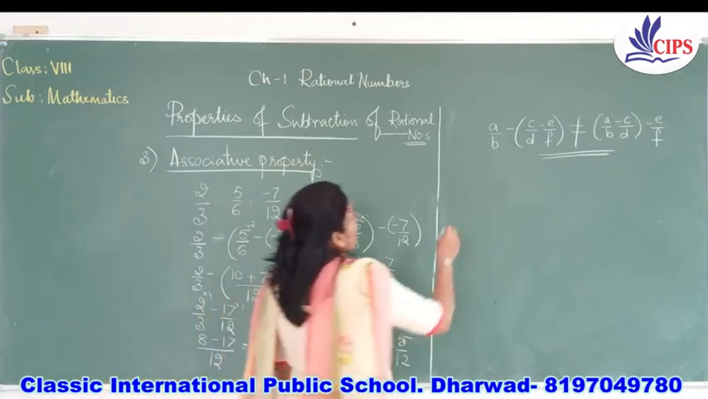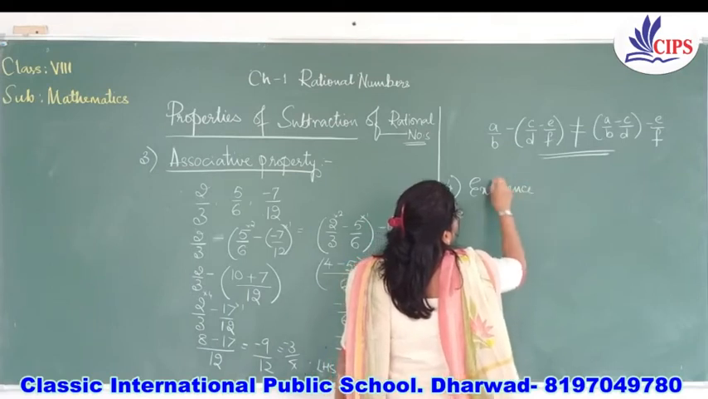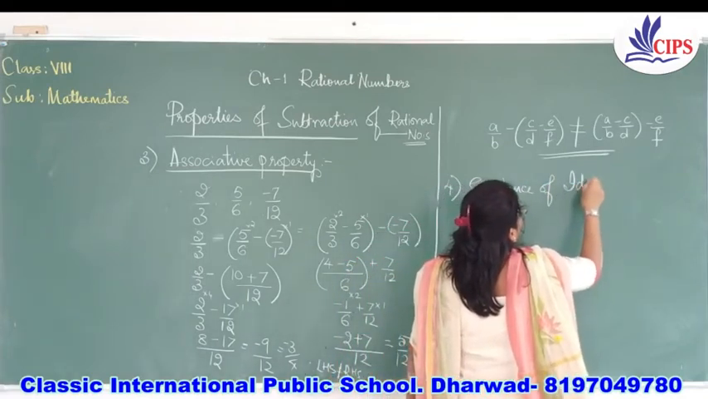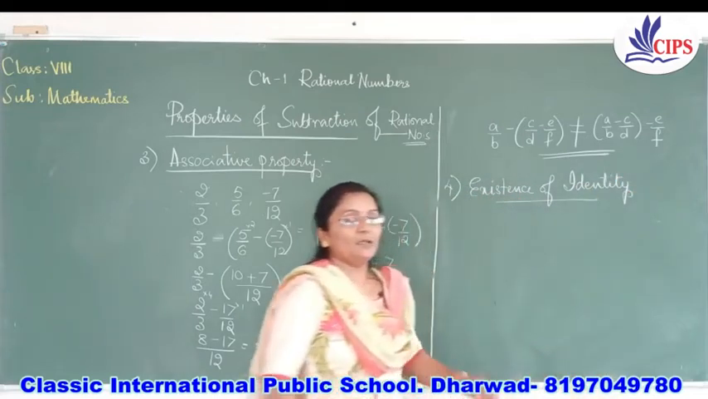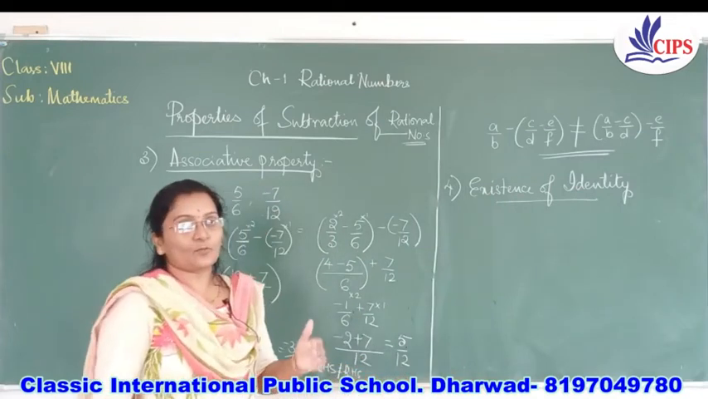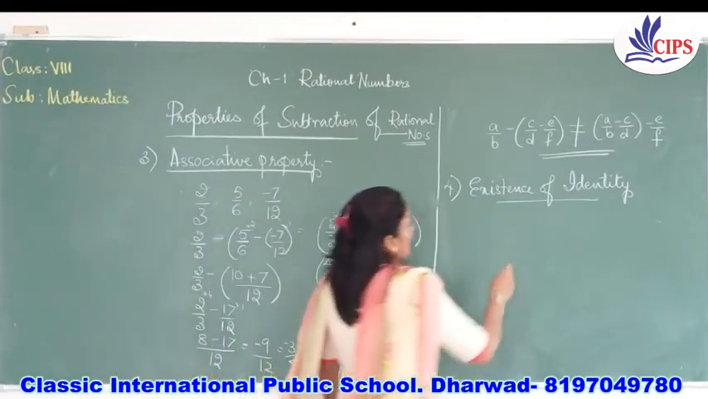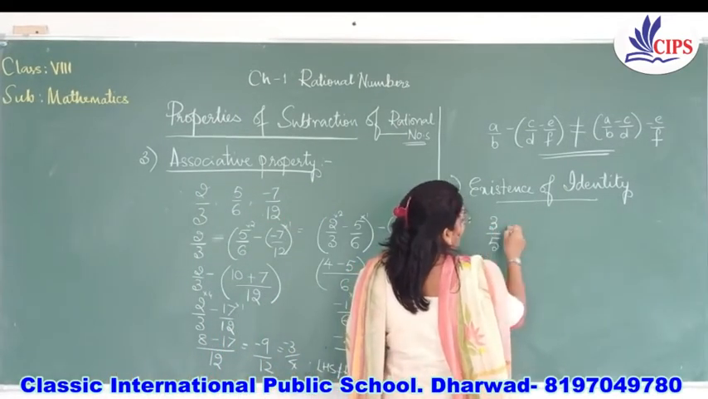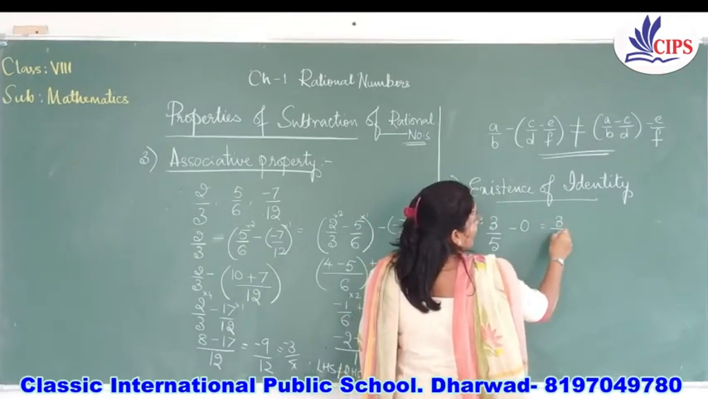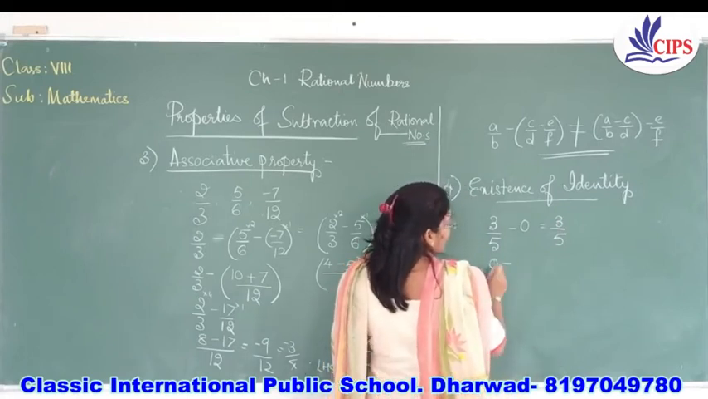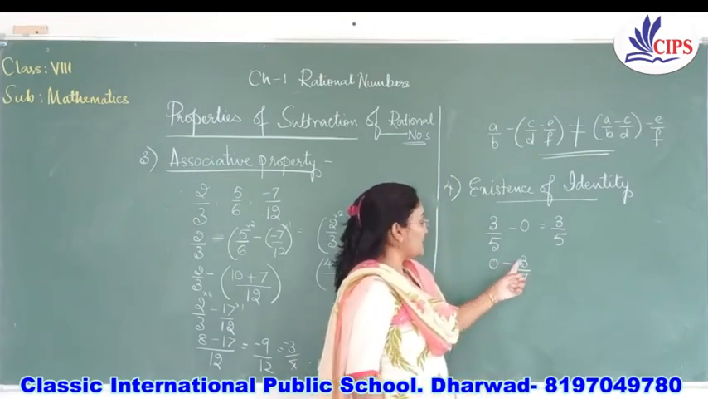Okay, next is existence of identity. So in addition, we had identity as 0. So whatever number we add to 0, we get the same number itself. Now we'll see for subtraction. Here, 3 by 5 minus 0. What do we get? 3 by 5 minus 0? 3 by 5 itself. Now again we'll subtract 0 minus 3 by 7. I've taken another number. 0 minus 3 by 7.